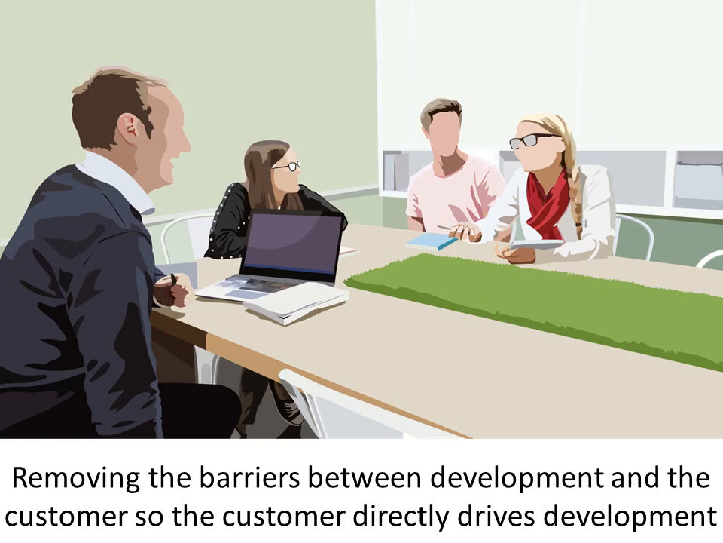So among the key expectations, agile is basically employing the concepts of lean, identifying activities that are not necessary and those which are of value. So removing barriers between the development and the customer so the customer can directly derive those items, those outputs that are valuable.